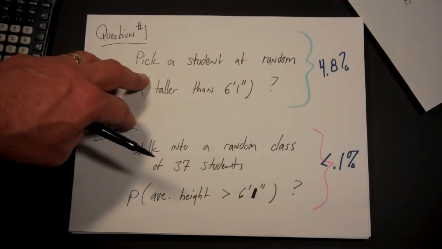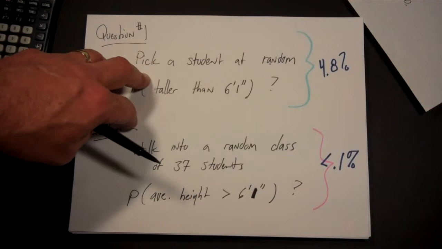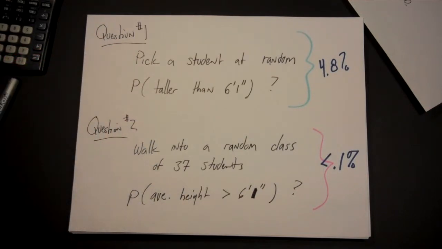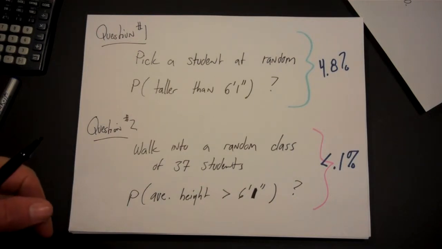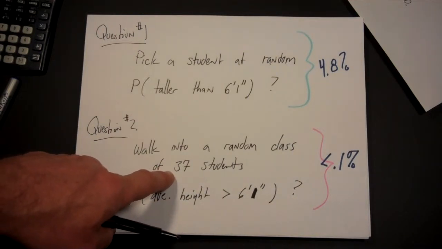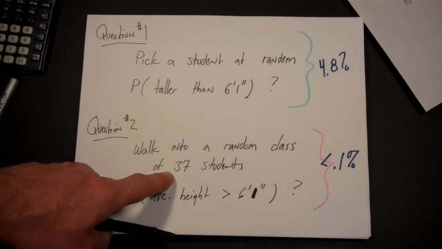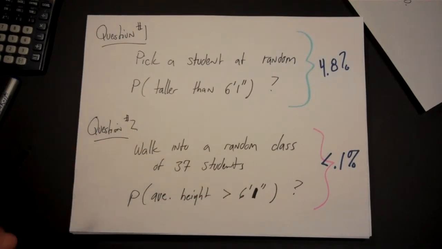Let's look at the second situation. You're bored at college, and you decide to walk into a random classroom, just to see what's happening in that classroom. And there are 37 students. As you're looking around, you find out that the average height of those students is greater than 6'1". You might want to think about how unusual that is. And what this says is that it would be incredibly unusual. In fact, the chances are actually less than 1 in 1,000 or 10,000.